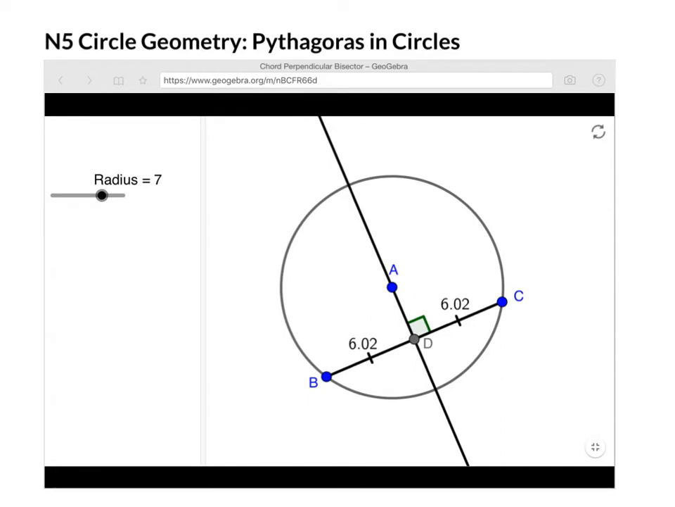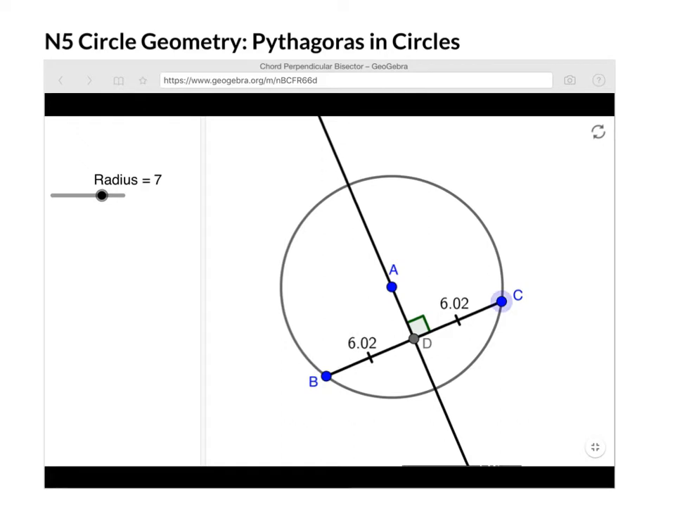A chord is a line that passes from one side of a circle to another, but it doesn't pass through the centre. So this line BC here is what we would call a chord. I've got a line going from the centre to the edge here, so what I'm highlighting here is a radius. And you'll notice there's a little right angle here. Whenever a chord is bisected, cut into two equal pieces by a radius, it forms a right angle.